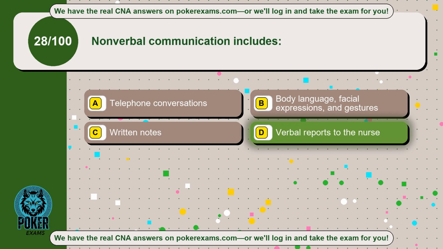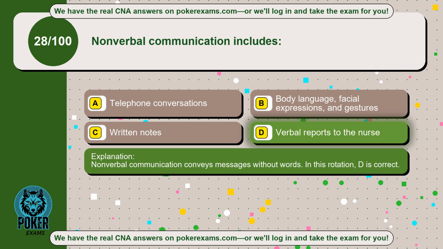The correct answer is option D. Verbal reports to the nurse. Nonverbal communication conveys messages without words. In this rotation, D is correct.